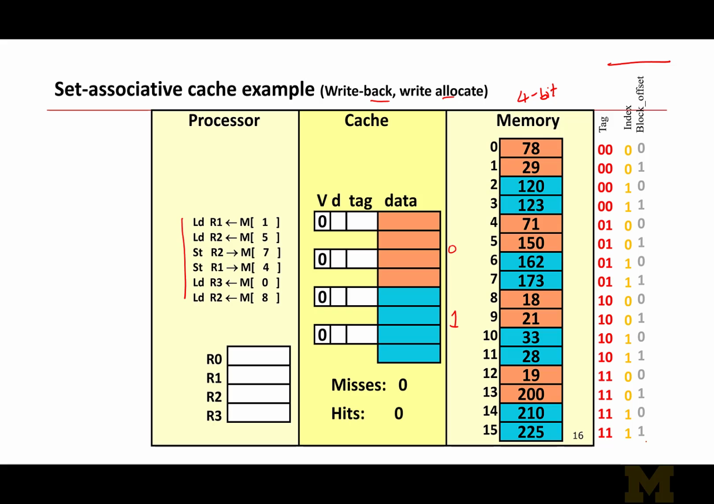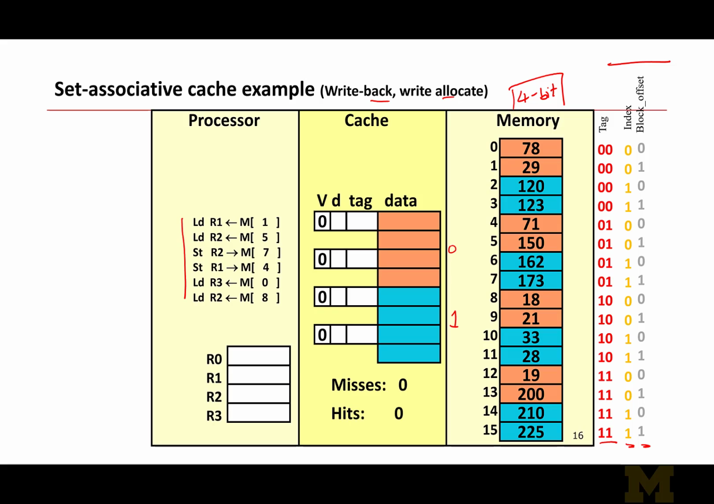So the block offset is easy to understand. We have 2-byte blocks, so therefore we need only 1 bit. So the last bit is for the block offset. We're not really going to use it much in this example. The next bit is the set index bit. Like I said, we have 2 cache sets, and therefore we need 1 set index bit. And the remaining is going to be a tag. And because it's a 4-bit ISA that we are assuming, we have 2 bits for the tag.